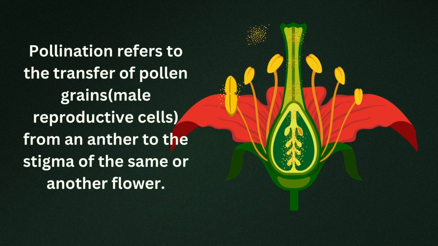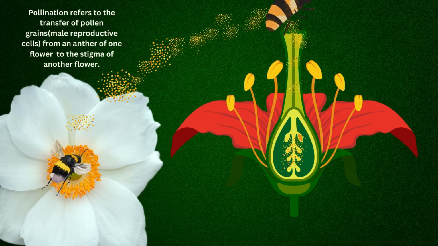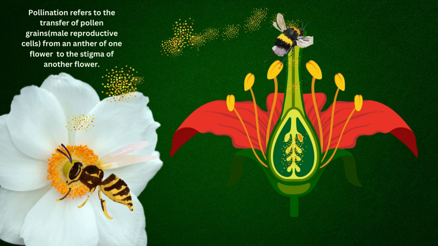Pollination refers to the transfer of pollen grains, the male reproductive cells, from an anther to the stigma of the same or another flower. Now we see how pollination of the same flower takes place. Here pollination takes place from an anther to the stigma of the same flower. Now we see how the pollination takes place from the anther of one flower to the stigma of another flower.